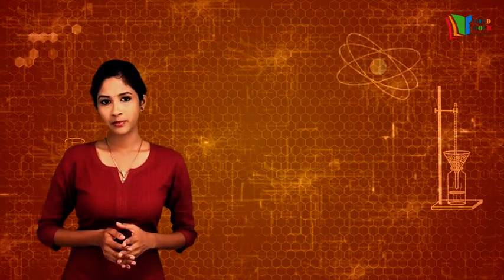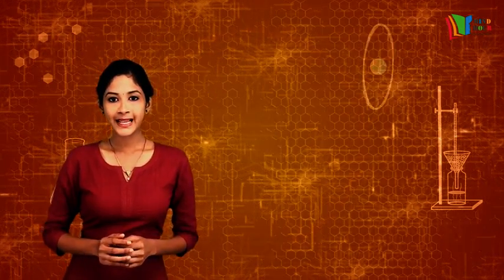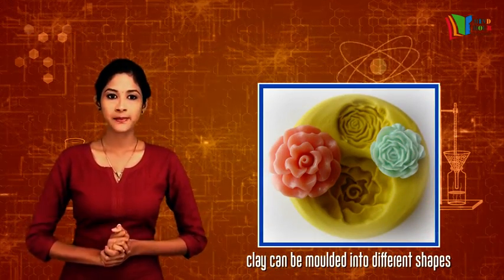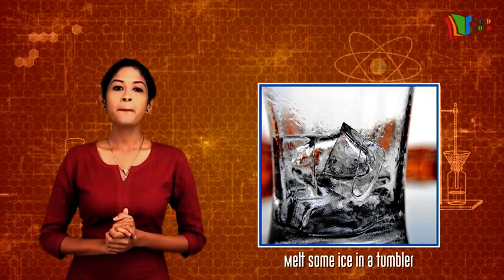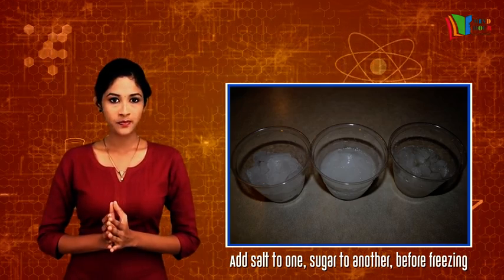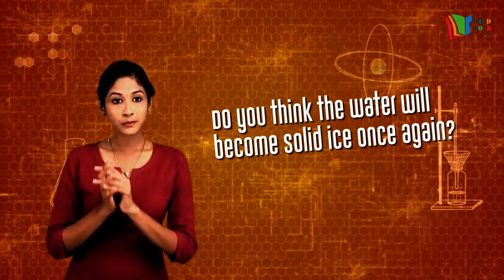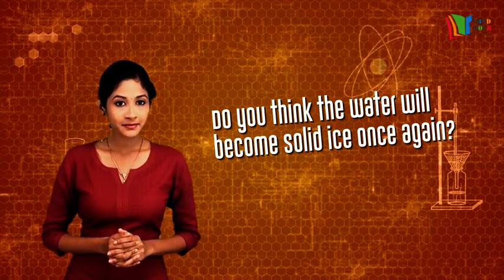Now let's take another example. Take a ball of clay and mold it into different shapes. Every time we make a different shape, there is a change. Next, take some ice in a glass or a plastic tumbler. Melt a small portion of the ice by placing the tumbler in the sun. Now you have a mixture of ice and water. Now place the tumbler in a freezing mixture, which is nothing but ice plus common salt. Does the water become solid ice once again?